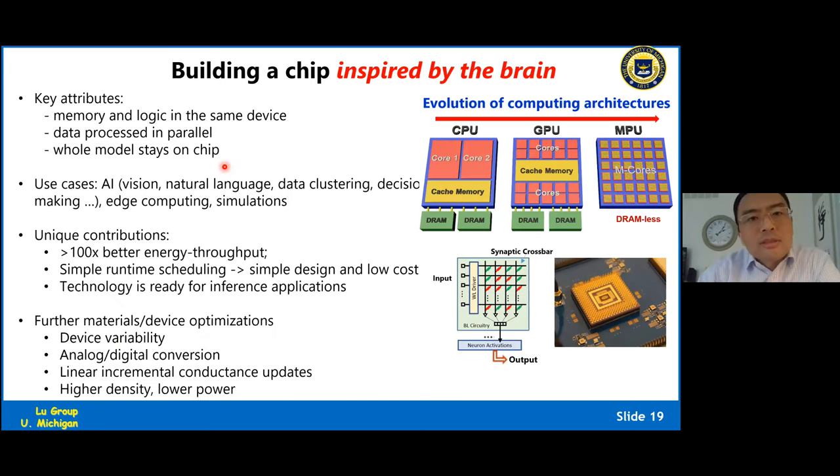So this summarizes the first part of my talk: we try to build circuits that are inspired by the brain, very efficient circuits that can implement this function. We use solid-state synaptic devices to emulate the synapses, which allows very efficient computing where we have the memory and the logic in the same device, and a very high degree of parallelism. This can potentially give us, for example, more than 100 times better energy efficiency and throughput, and it's also reconfigurable. There are still a lot of challenges to make it very reliable at larger scale and improve the efficiency, but overall it's a very promising direction in my opinion.